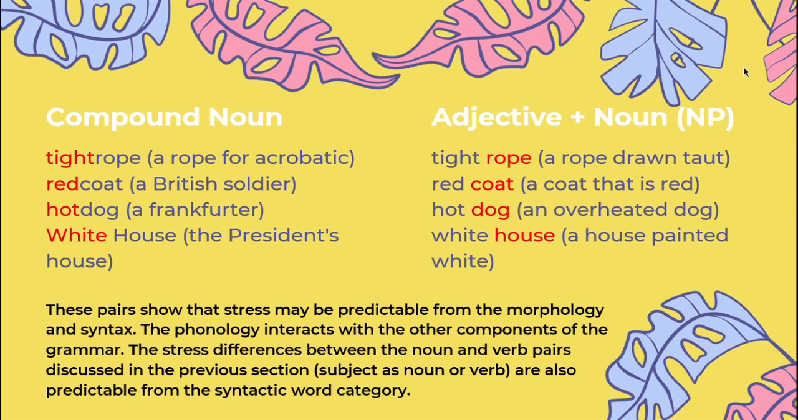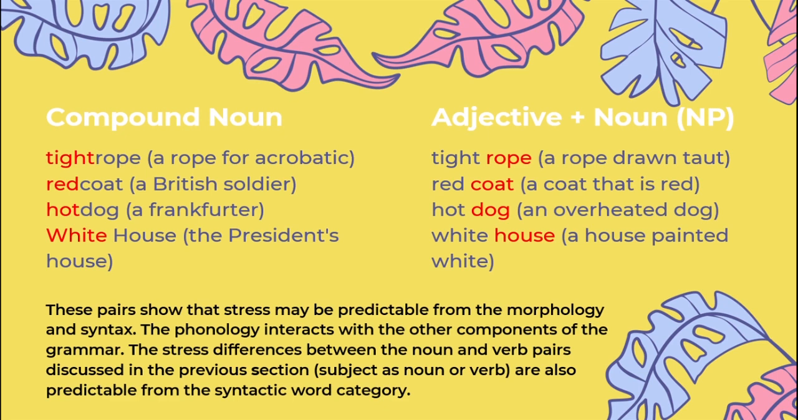The third line is hotdog. The meaning is a frankfurter. And from the noun phrase side is hot dog. The meaning is an overheated dog. The last line is White House. The meaning is the president's house. And white house. The meaning is a house painted white.